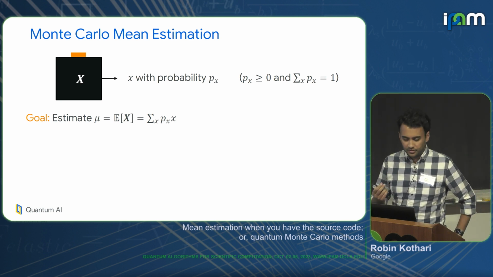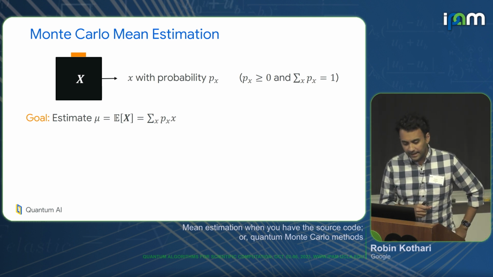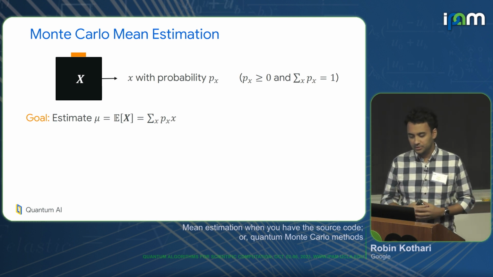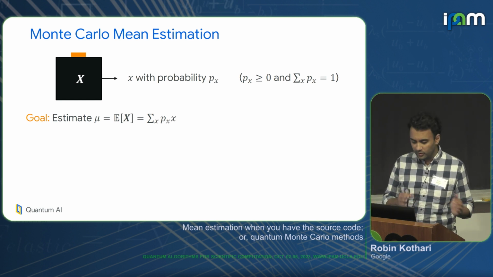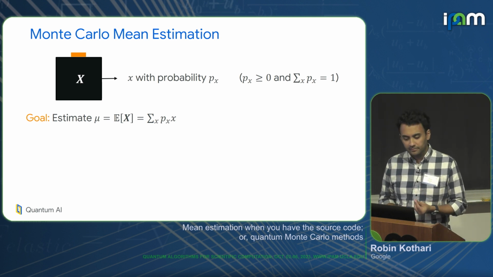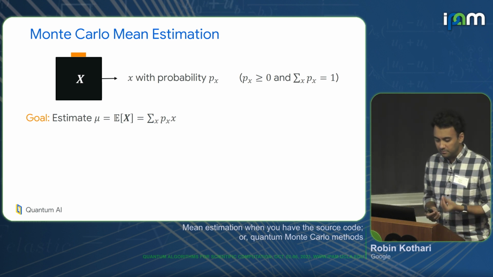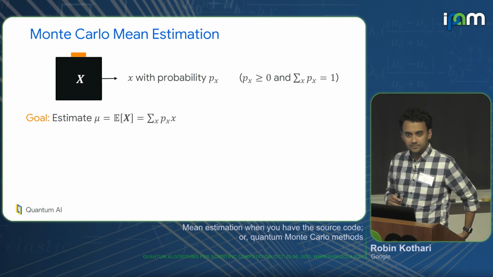Think of x as just a real number throughout this talk. It outputs some real number x with probability P sub x. And this P sub x is a valid probability distribution. As probability distributions tend to do, they're all non-negative numbers and they sum up to 1. Your goal is to compute the average value of this random variable, which is the mean, mu, which, very formally, is the sum over x of P sub x times x.